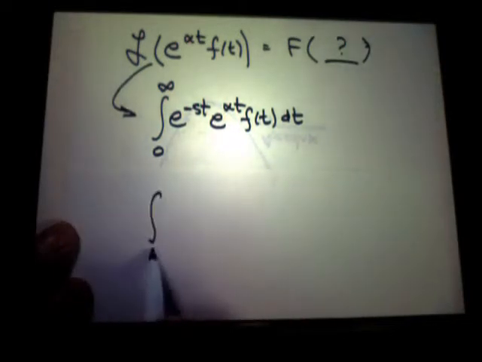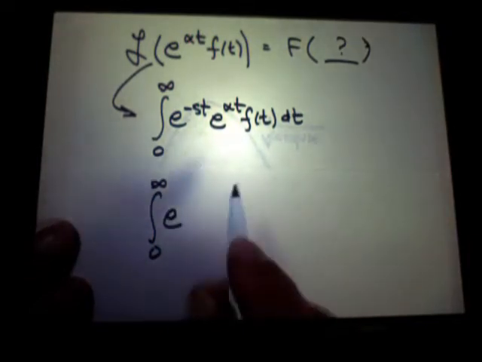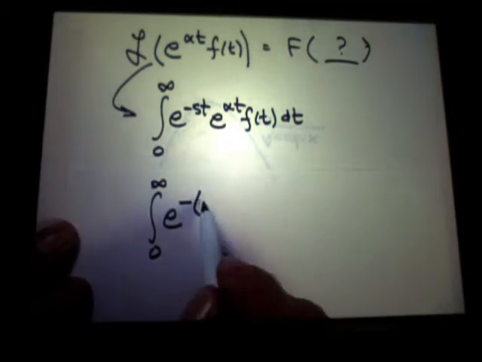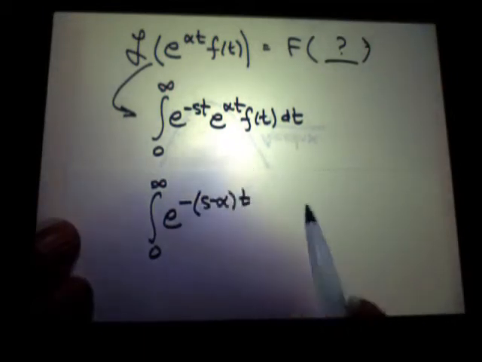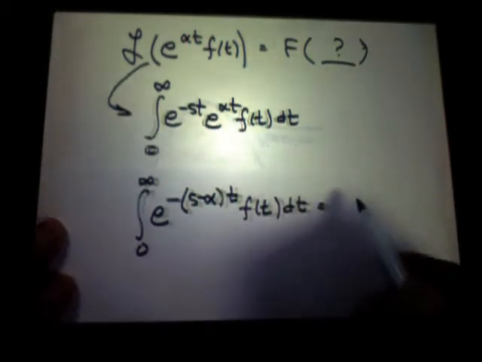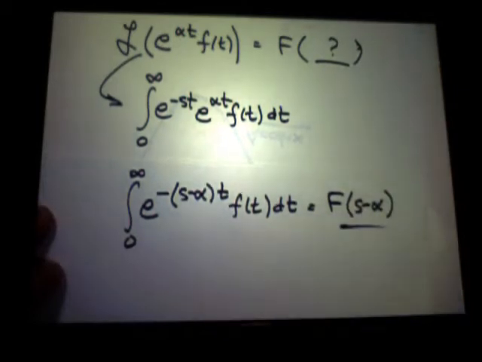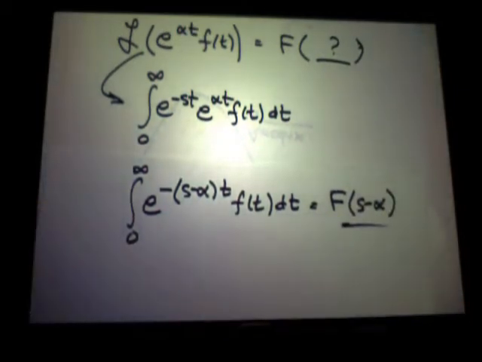Okay, let's rewrite this. 0 to infinity, and then we would have e to the minus s minus alpha t f of t dt. So would we not get, I guess this is what you're saying, Dave. Yeah. Okay, so that's the translation or shifting property. I'll post all this, give you a gigantic table.